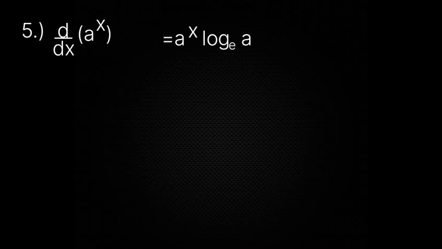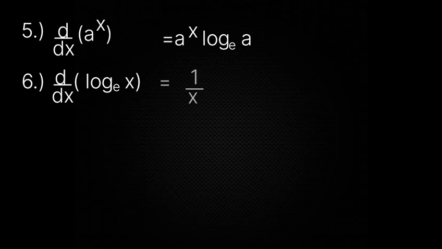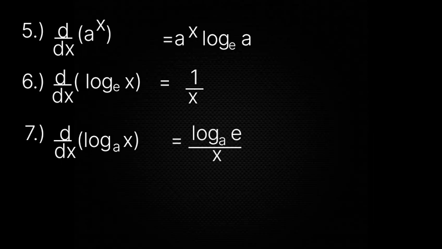For logarithms, the derivative of log base e of x, which we also know as the natural log, is simply 1 over x. If the logarithm has a different base, like log base a of x, its derivative becomes log base a of e divided by x.